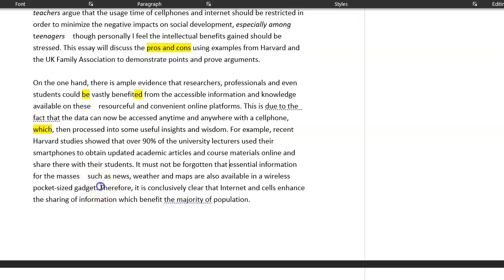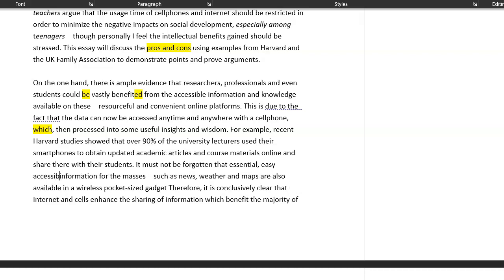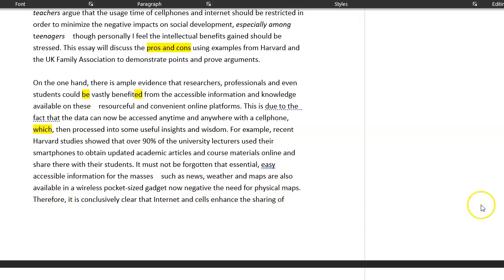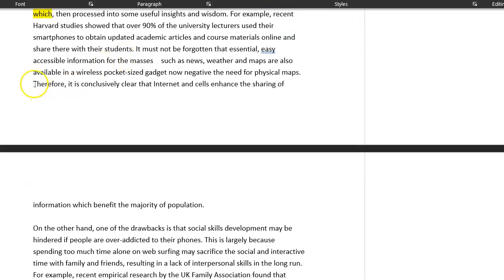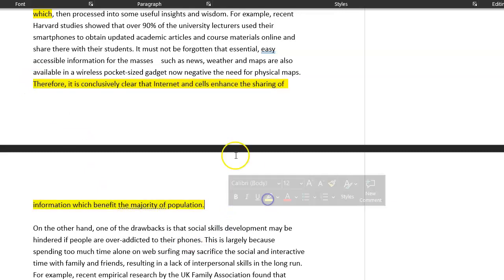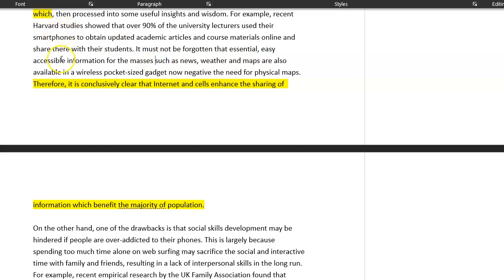Essential, easily accessible information for the masses. Yeah, on pocket-sized gadgets. We need to get this back to this idea of reliance on it. Now, negating the need for physical maps. Or something like that. And then this I don't think you need, because I know we should kind of conclude it, but I think this is more important to get this idea of reliance on.